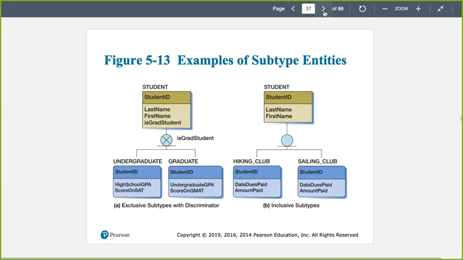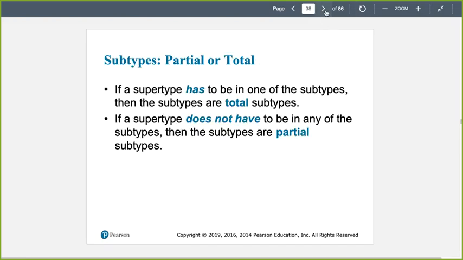It's bad, right? On the other hand, the example on the right-hand side is that the student can join the hiking club, the sailing club, or both. So it's inclusive. It's not a mutually exclusive relationship, right? I think that's easy to understand.